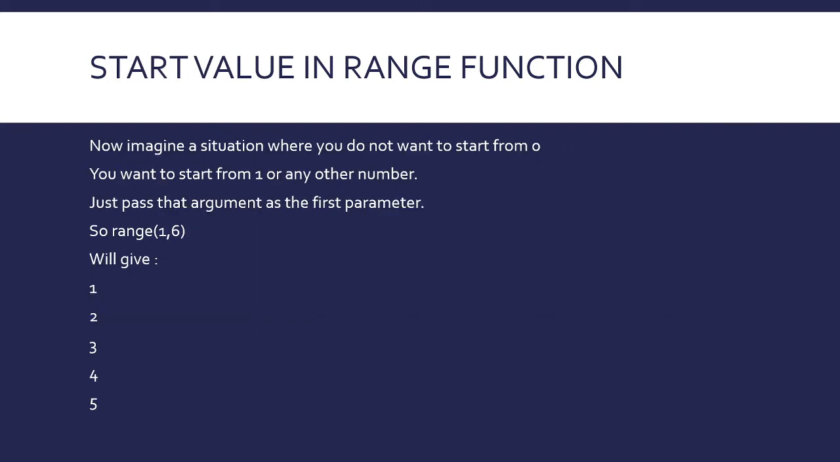Now imagine a situation where you do not want to start from 0. You want to start from 1 or any other number. Then what you have to do is pass the start value as the first parameter in the range function. As you can see, this is the range function, and I have passed 1 here, so it will not start from 0. Instead it will start from 1, then it will stop at 5, because whenever it reaches 6, the for loop will quit. So 6 will never be printed.